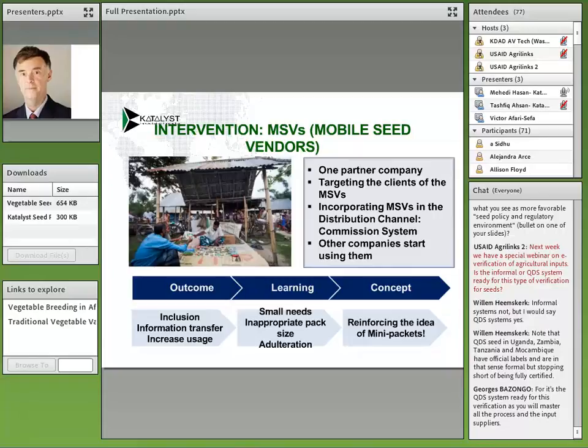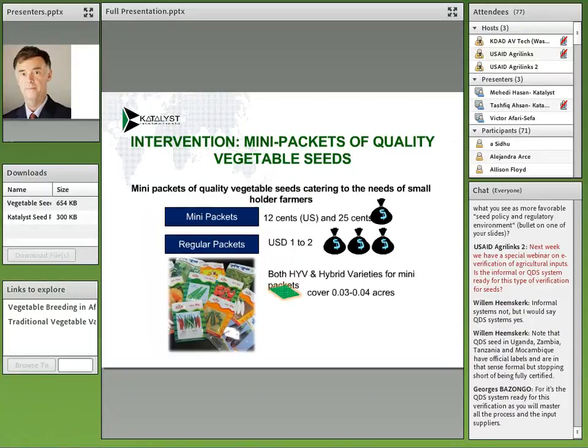It was also observed from this intervention that small farmers were buying seeds sold by the MSVs from open packets. Basically, what MSVs were actually doing, they were cutting the large packets and selling in small quantity, as the need of the poor farmers was for small quantities of seed. This market scenario reinforced the idea of smaller packets of seed. So in March 2011, Catalyst partnered with two leading private seed companies to introduce mini packets of quality vegetable seed catering to the needs of smallholder farmers.